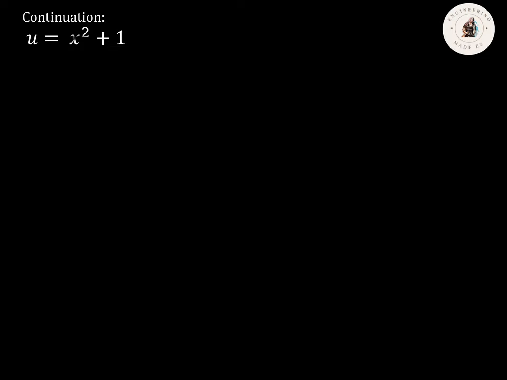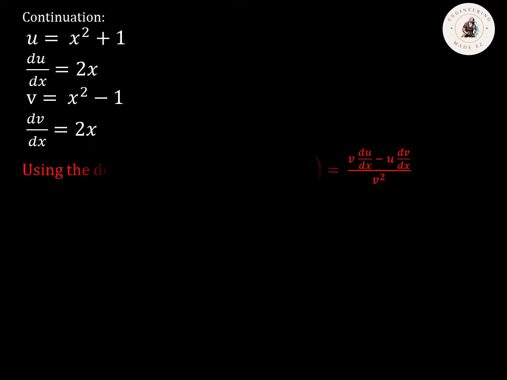Based on our calculation a while ago, the derivative of u with respect to x is equal to 2x, and the derivative of v with respect to x is equal to 2x. Now we're going to use the derivative of the quotient, which is the derivative of u over v with respect to x is equal to v multiplied by the derivative of u with respect to x minus u multiplied by the derivative of v with respect to x, all divided by v squared.